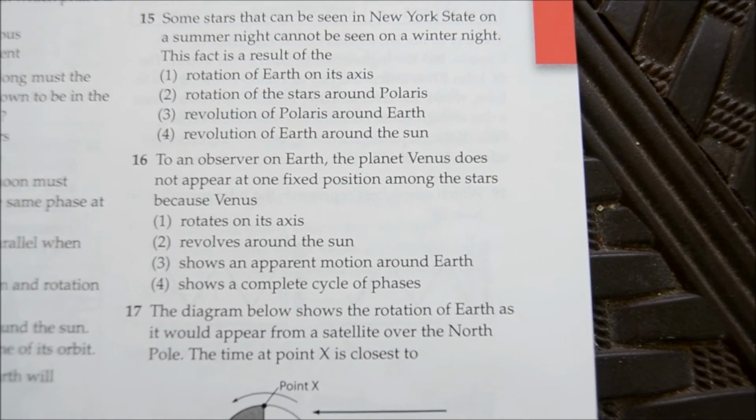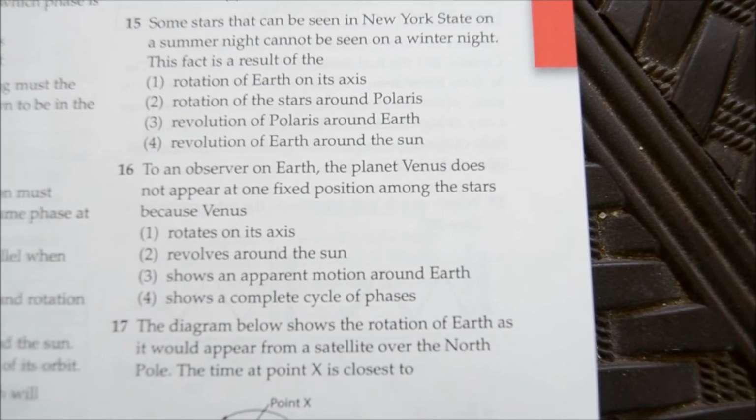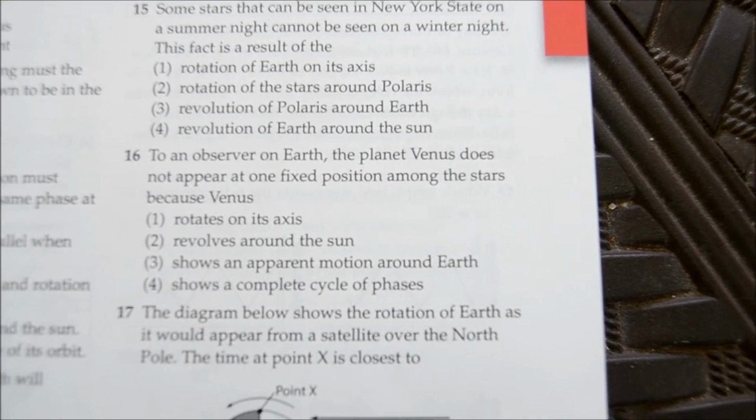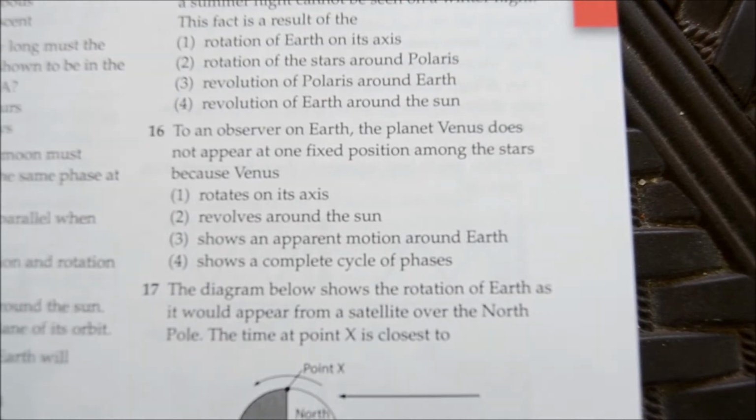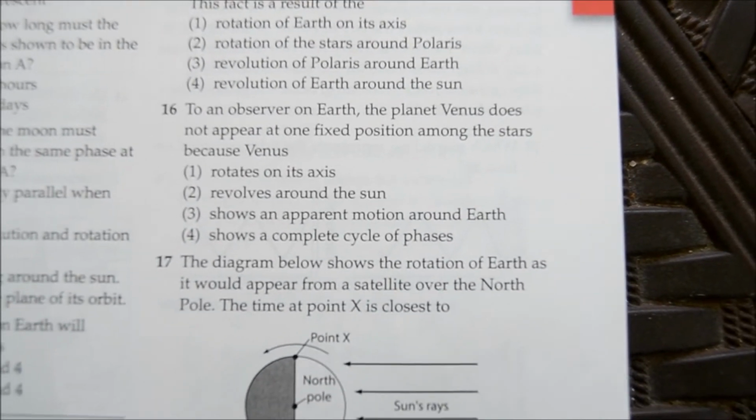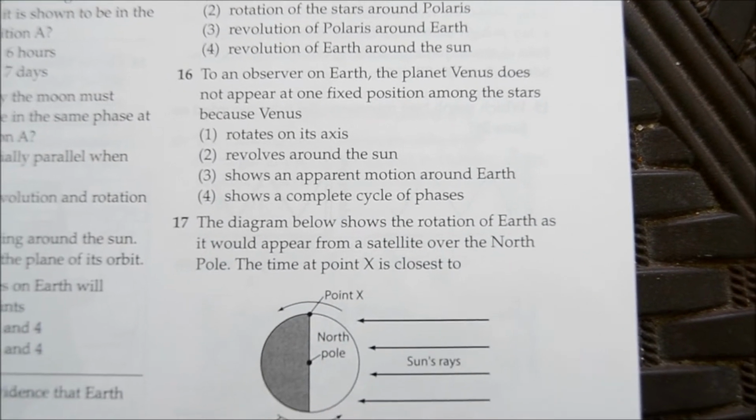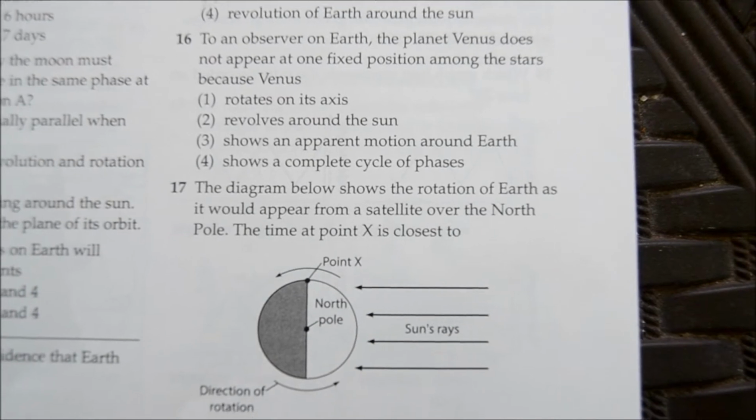Number 16. To an observer on Earth, the planet Venus does not appear at a fixed position among the stars because Venus, too, revolves around the sun. It, too, is a planet. You can see the planets also at night. The larger the planet, the more it will be illuminated.